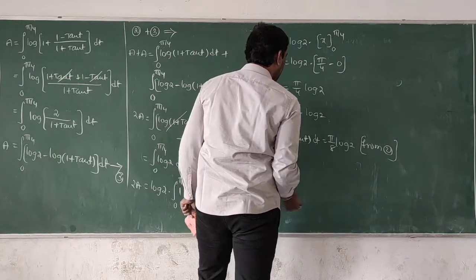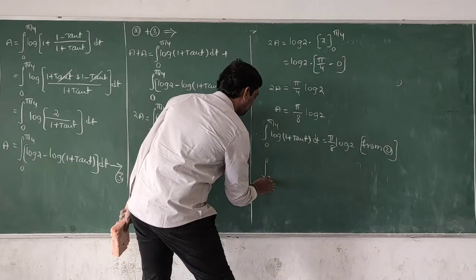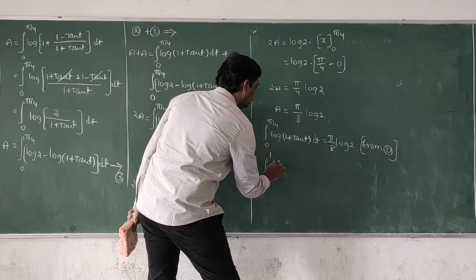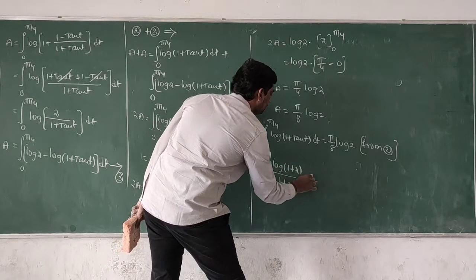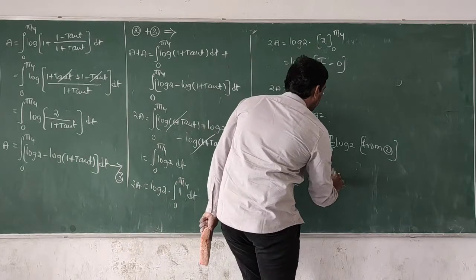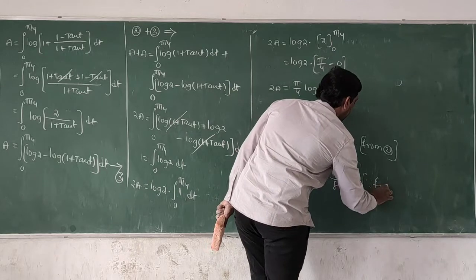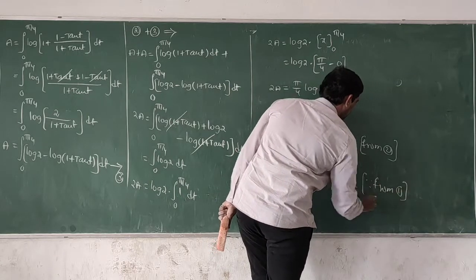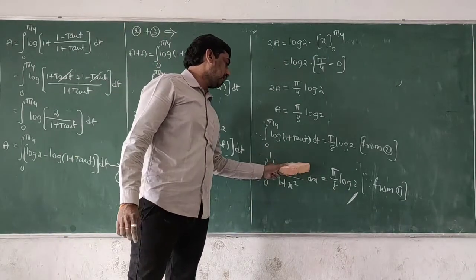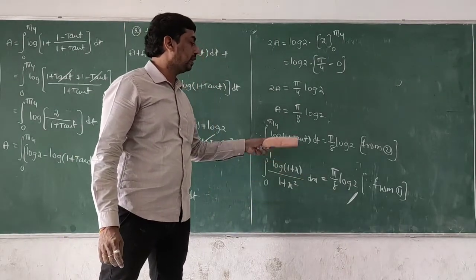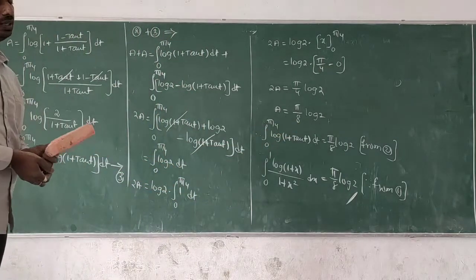Okay, from 1 this value equal to integration 0 to 1 log of 1 plus x by 1 plus x square dx. That one equal to pi by 8 log 2. This is from 1. That's the end of the solution. Okay. Finally, integration 0 to 1 log of 1 plus x by 1 plus x square dx equal to pi by 8 log 2. Okay. Understood clearly? Write down.